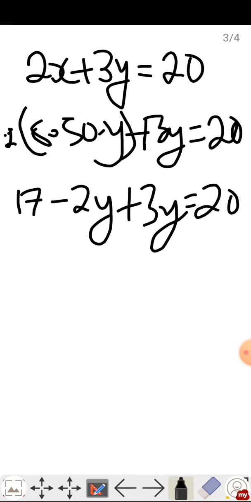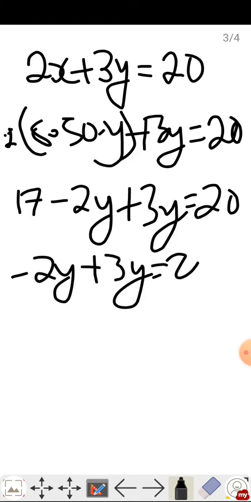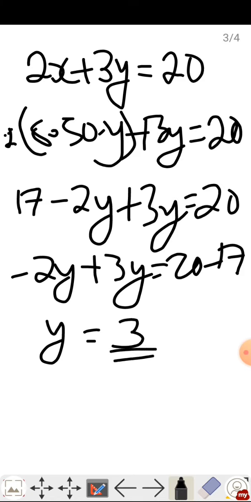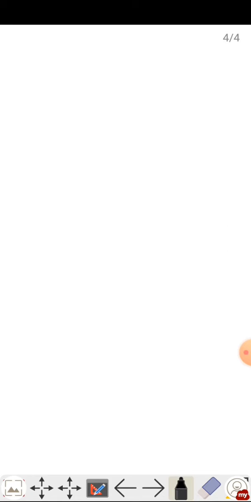So now you put like terms together. The 17 goes the other side. Here it's positive, there it will be negative. So it's 20 minus 17. So minus 2y plus 3y equals y. 20 minus 17 is 3. So now I have the value of y. It's 3. So you choose any of the two equations now to find the value of x.